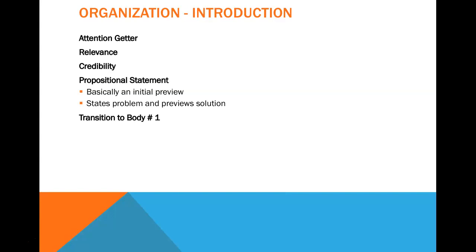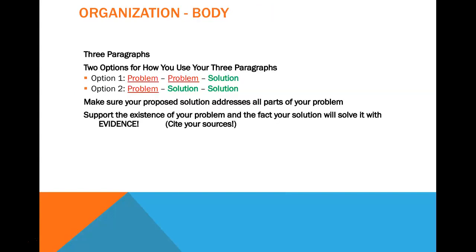All right. Organization, the introduction, we're doing the same thing: attention getter, the relevance, credibility, propositional statement, and transition to the body. Your body, now pay attention to this because this is new. You will only have 3 main points for this. Your 3 main points will either be, as you see, option 1, problem, problem, solution, or option 2, problem, solution, solution. So you will either have 2 separate problems and 1 solution that combats both problems, or you will have 1 problem and 2 solutions that combat that problem.